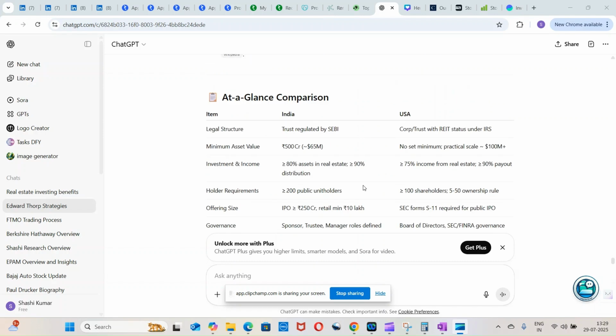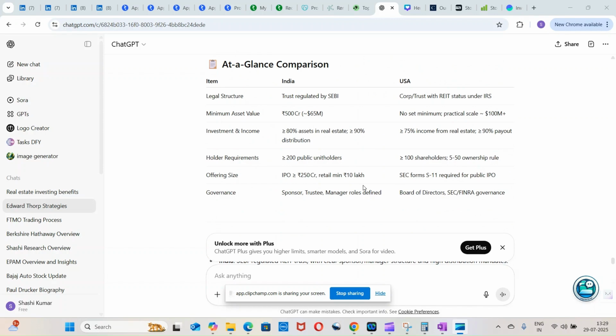So basically, at a glance, India versus US. The legal structure in India is a trust regulated by SEBI. In the US it is a corporation, property management company, or trust with REIT status under the IRS. Minimum asset value in India is 500 crores, about $65 million. In the US there is no set minimum, but practically it is $100 million plus. In India, greater than 80% of assets must be in real estate, and greater than 90% distribution is needed. Here, greater than 75% of income from real estate, and a greater than 90% payout.